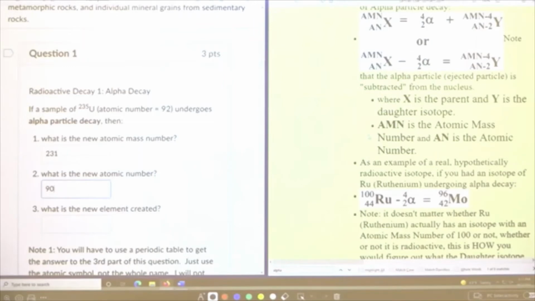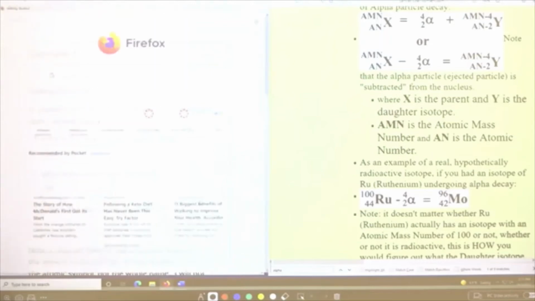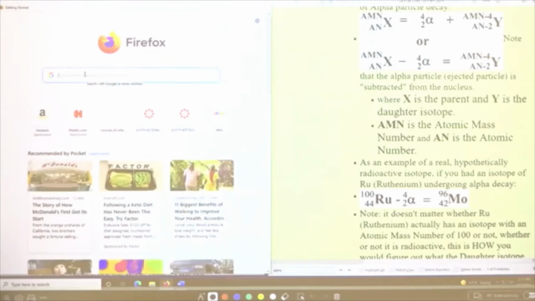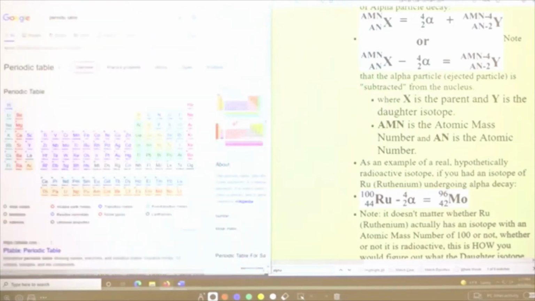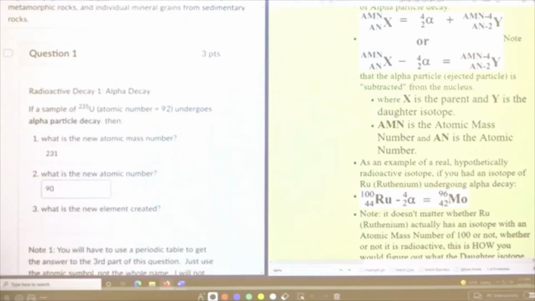And if you look at a periodic table of the elements, and that's a very easy thing to find, let's open up a new window and look up periodic table. You'll find any number of them. And if you look at this, you will notice right down here that Th, which is thorium, has an atomic number of 90. And so that is the element that you finish up with.